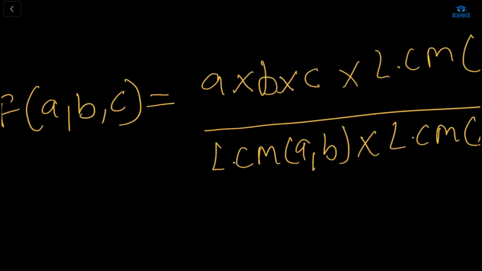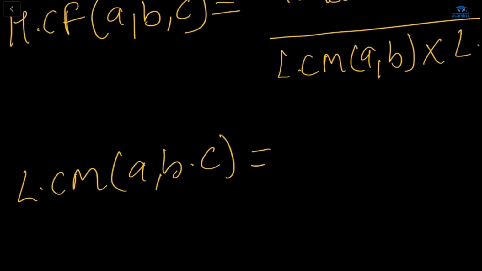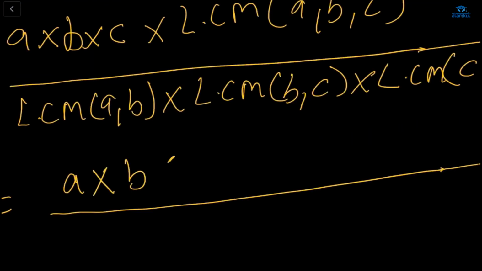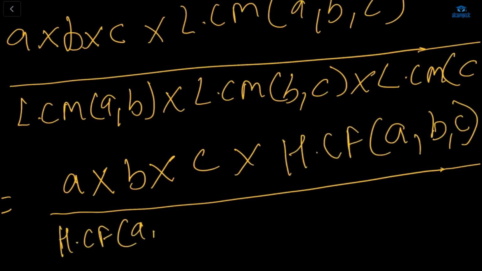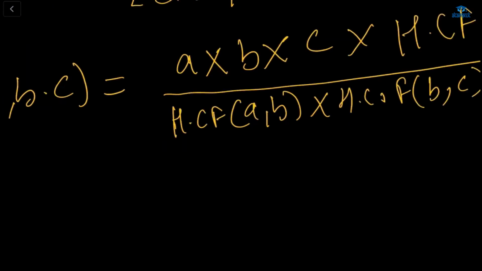And similarly, if you need to find the LCM of three numbers, the relation is: the multiplication of all the three numbers multiplied by the HCF of all the three numbers, divided by the HCF of A comma B, multiplied by the HCF of B comma C, multiplied by the HCF of C comma A. Any doubt in the relationship, Rudroniya?